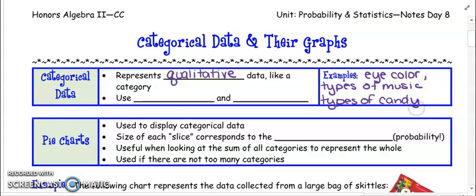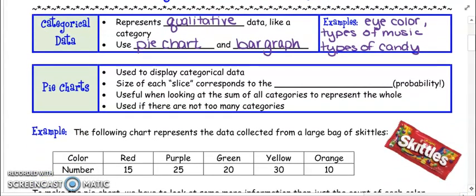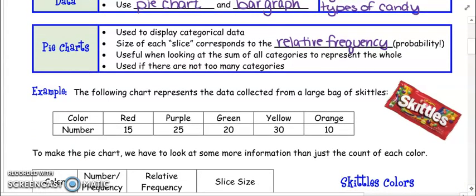okay? Things like that. And what we're going to see is that for categorical data, we will either use a pie chart or we can use a bar graph. All right, so pie charts are used to display our categorical data. The size of each slice is going to correspond to the relative frequency. Okay, kind of deals with some probability here. It's useful when looking at the sum of all the categories to represent the whole, and it's used if there are not too many categories. If we had like 100 different slices, we wouldn't want to deal with that.